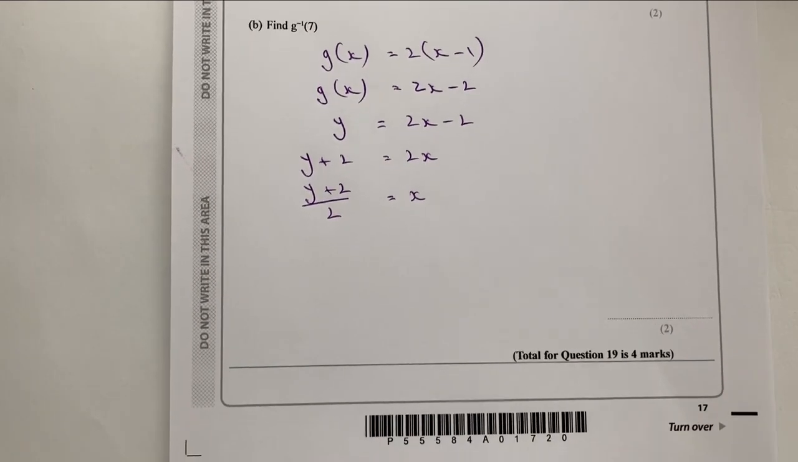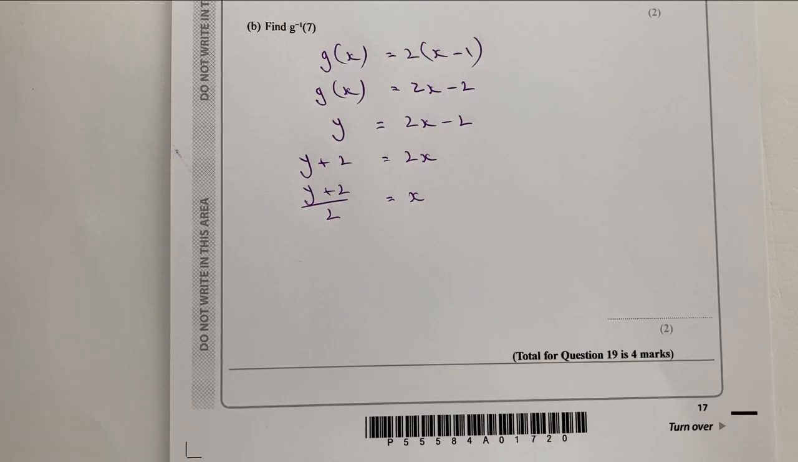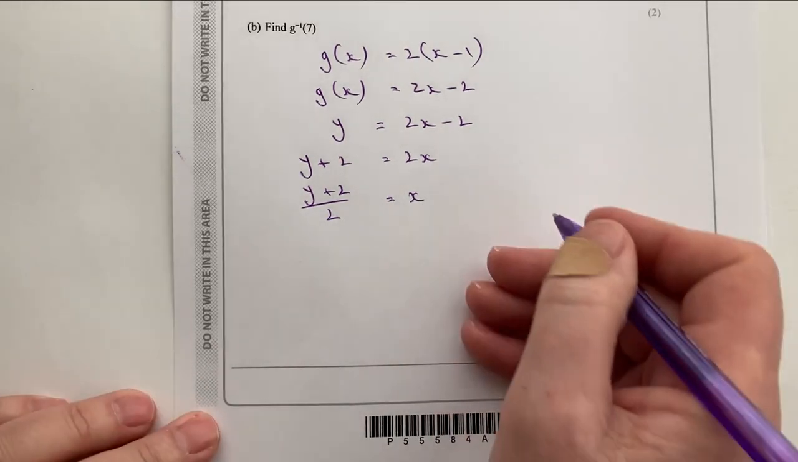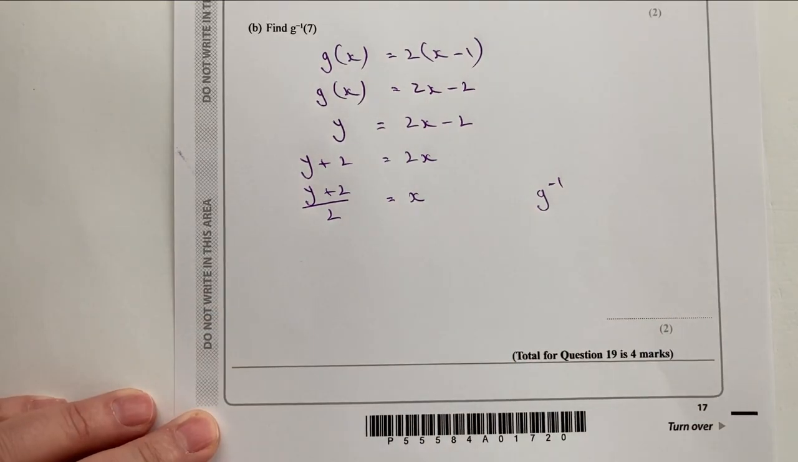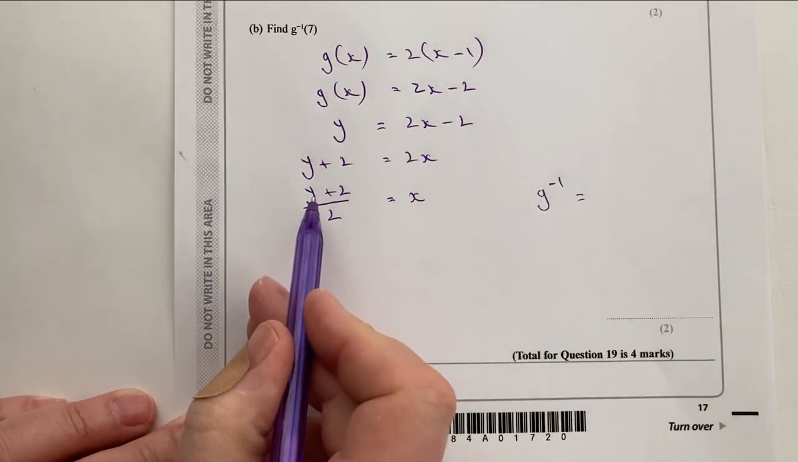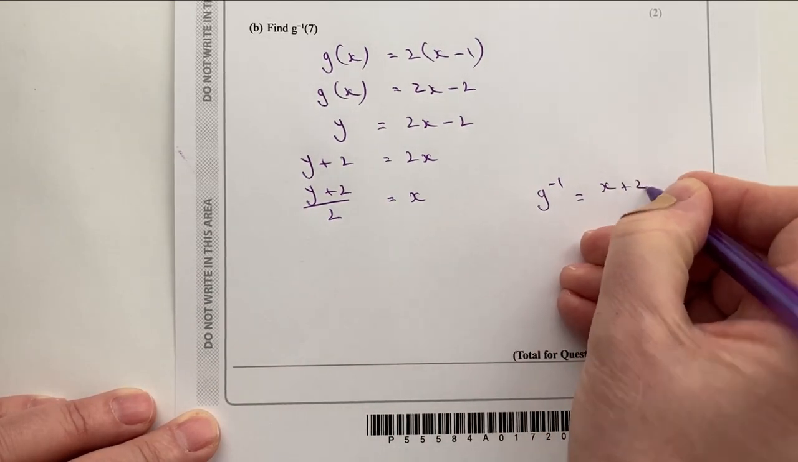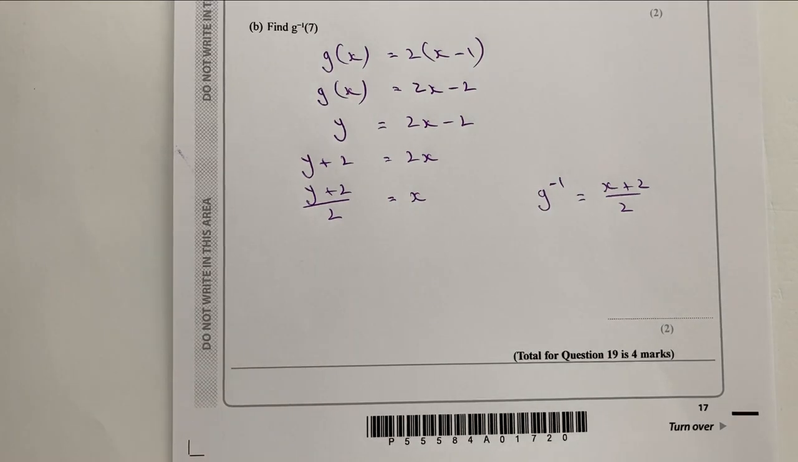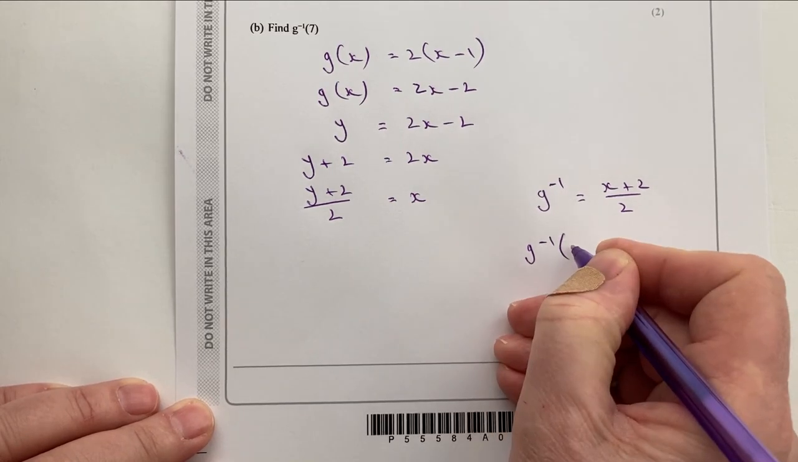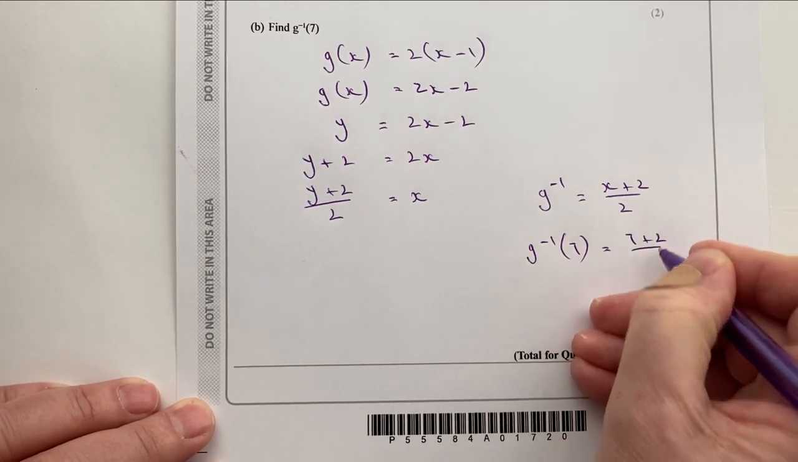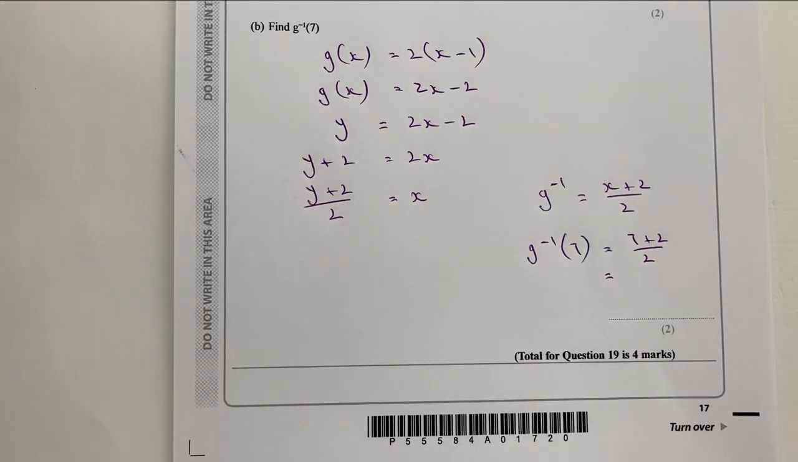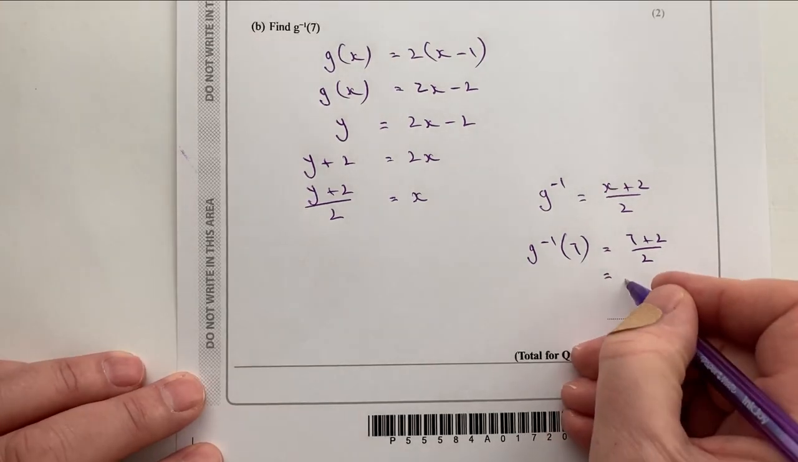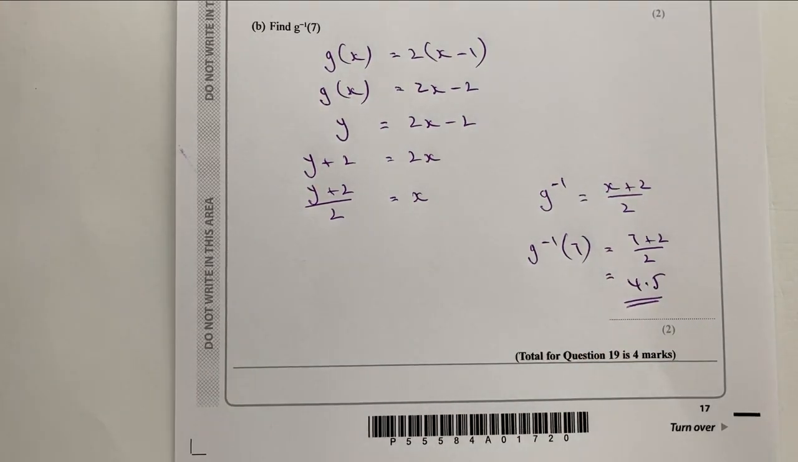Okay, and that's made x the subject, and what we need to do then is just move everything back. So rather than writing x, we write it as the inverse function. I'm going to swap things around just because it's easier to read, and then rather than writing y, I'm going to put that back to x, so we have (x plus 2) over 2, and that's it really. Then it's a case of taking the value of 7 and plugging it into this formula. So g to the minus 1 of 7 is going to be equal to (7 plus 2) divided by 2, which is going to be 4.5, isn't it?